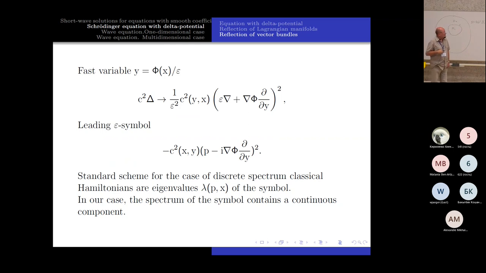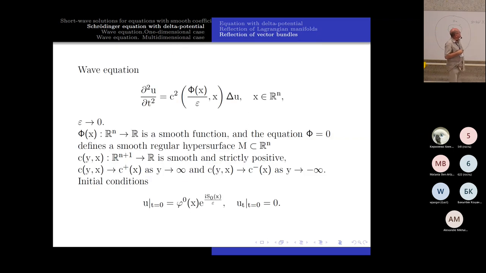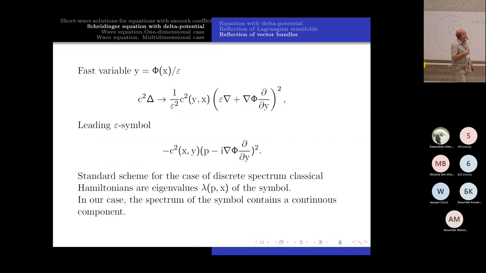Here is just one remark. If we consider such equations with rapidly varying coefficients, then the standard way to deal with them is to consider the fast variable, which is here y, equal to phi divided by epsilon. And then we have to replace the Laplacian by this differential operator. And if we consider the so-called epsilon symbol, it means that derivatives which are multiplied by epsilon we have to replace by some new variables. Then from this operator, the symbol of this operator is again an operator in this fast variable y.